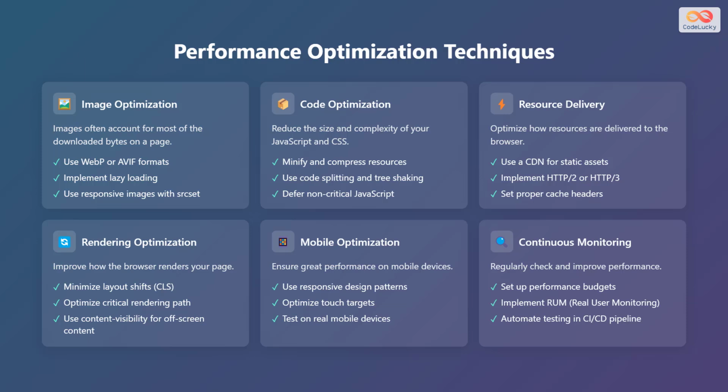Fifth, mobile optimization. Ensure great performance on mobile devices. Use responsive design patterns, optimize touch targets, and test on real mobile devices. Sixth, continuous monitoring. Regularly check and improve performance. Set up performance budgets, implement real user monitoring, and automate testing in continuous integration and continuous delivery pipeline.